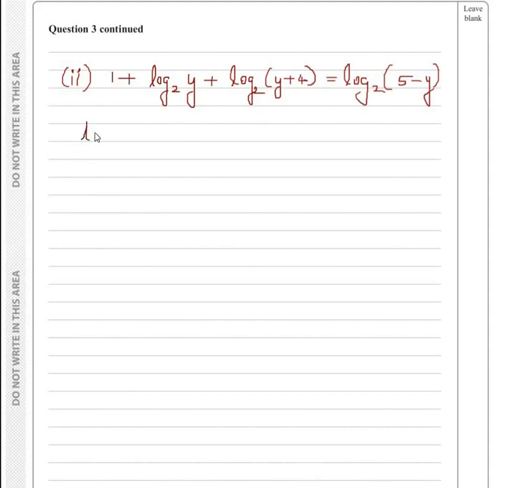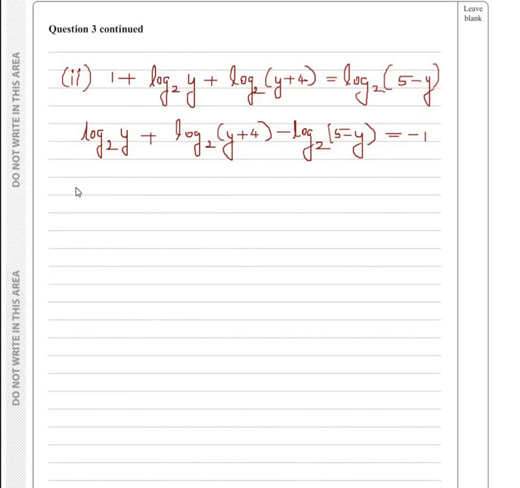So it becomes log y to the base 2 plus log of y plus 4 to the base 2 minus log of 5 minus y to the base 2 is equal to -1.